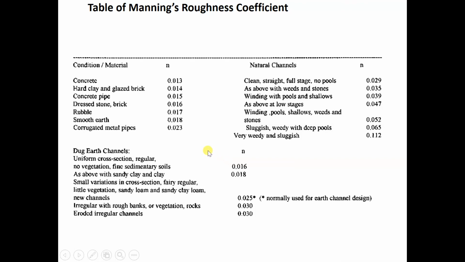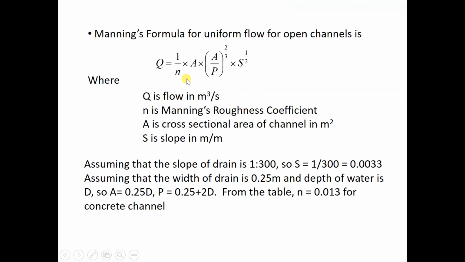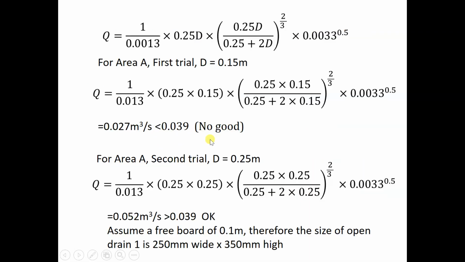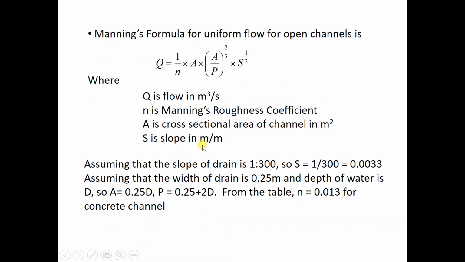Okay, so the formula here is Manning's formula: Q equals 1 over N times A times (A divided by P) to the power 2/3, times square root of S. Q is the flow in meter cube per second. N is the Manning's coefficient. A is the cross-section area of the channel in meter square. S is the slope in millimeter per second.